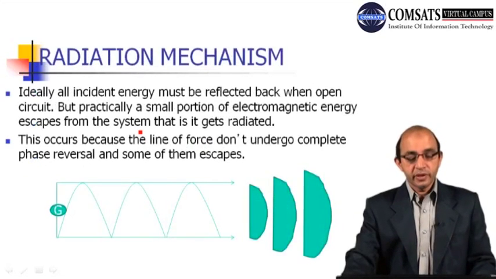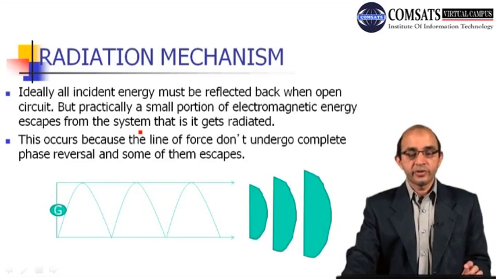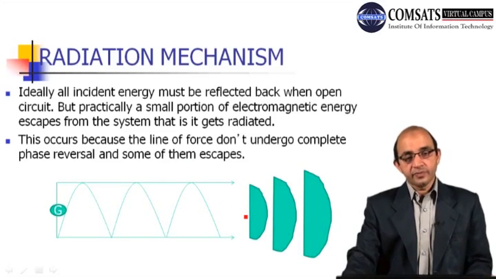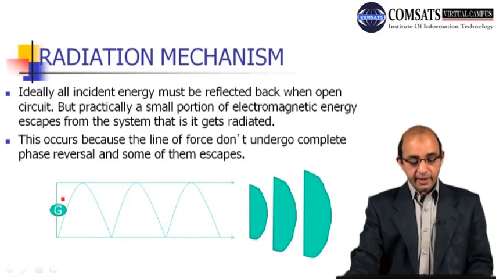Here we will be talking about the radiation mechanism. Ideally all the incident energy must be reflected back, but this is not the case, right? When we talk about the open circuit, as we have mentioned, when we have a transmission line, we cut the transmission line and bend the end wires to make it an antenna. We have a source over here, and this source is generating currents and voltages, and those currents and voltages are oscillating to and fro. As a result, the incident energy should be reflected back, but this is not the case.